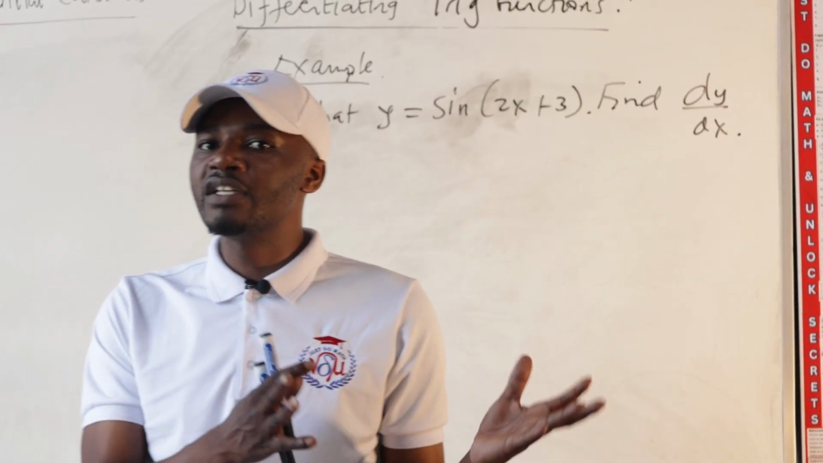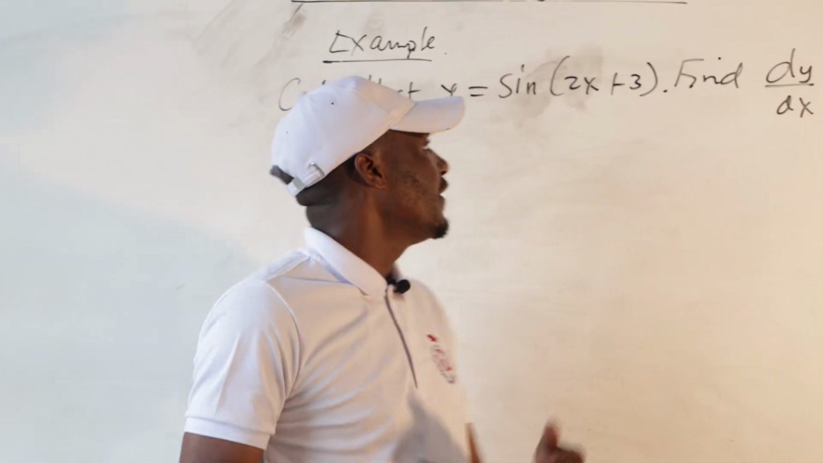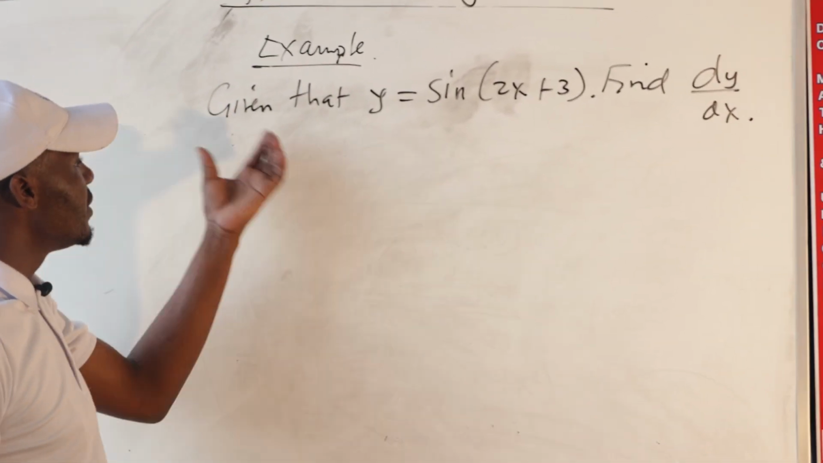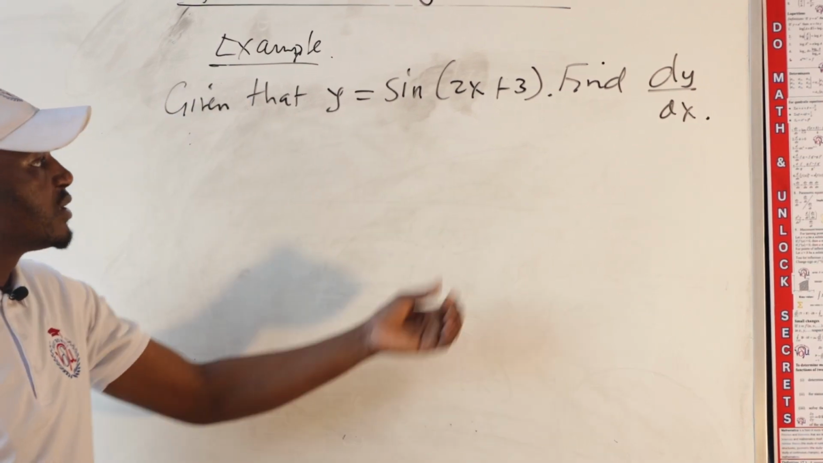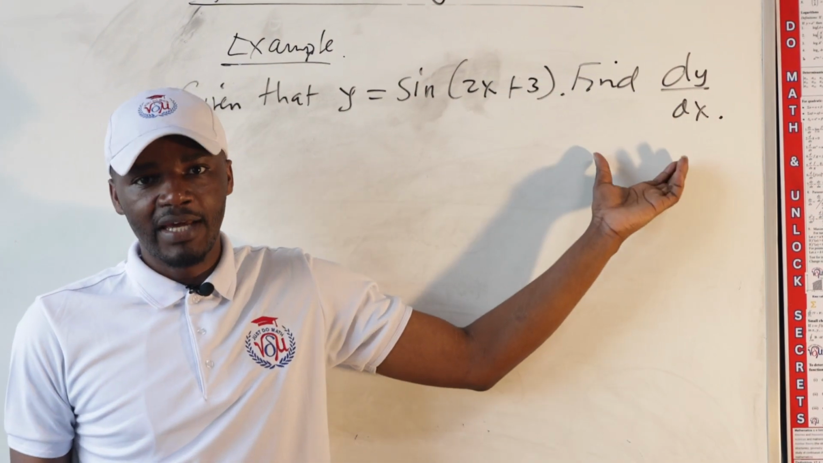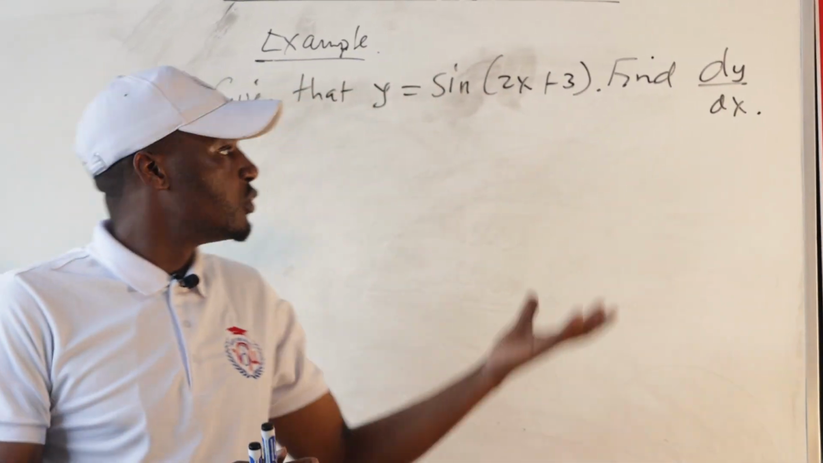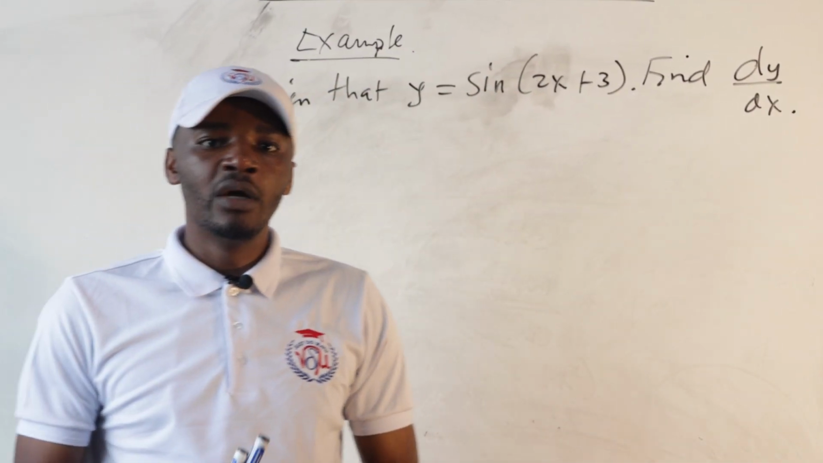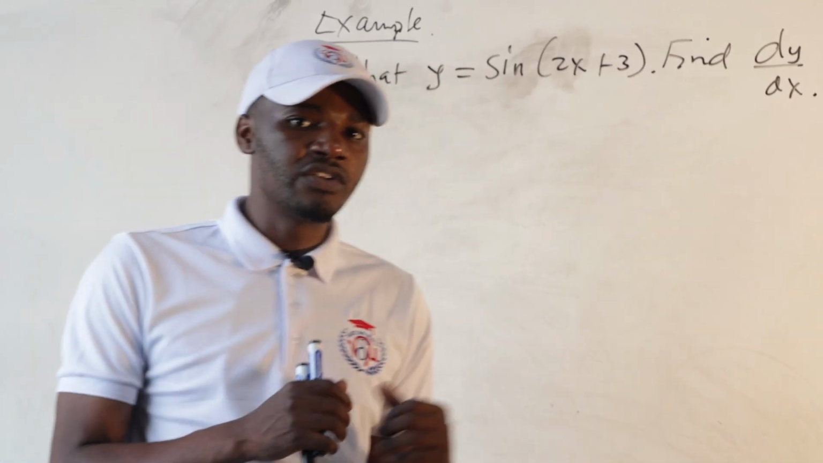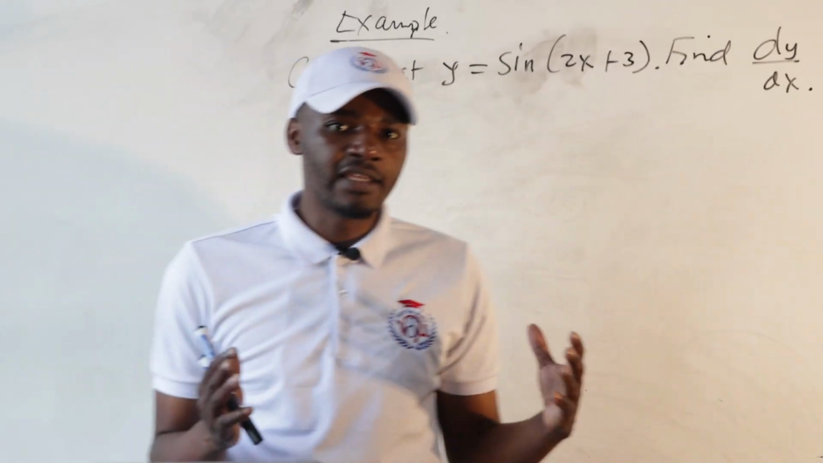Bear in mind that the derivative of sine x straight away gives us cosine of x. But we have a problem here. It is given that y is equivalent to sine of 2x plus 3. Find dy/dx. There are so many ways of doing this. You can use the chain rule to deduce the solution here, or you can quickly use the immediate result that you can get from the chain rule to quickly find the derivative of sine of 2x plus 3.